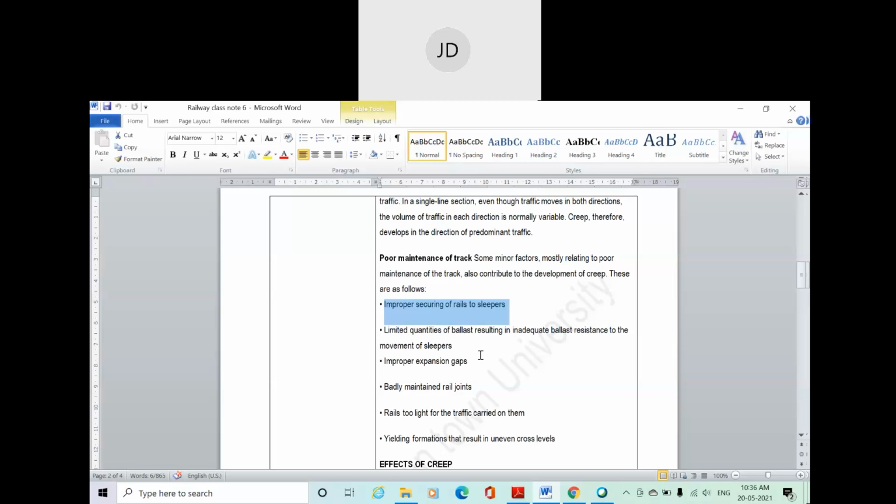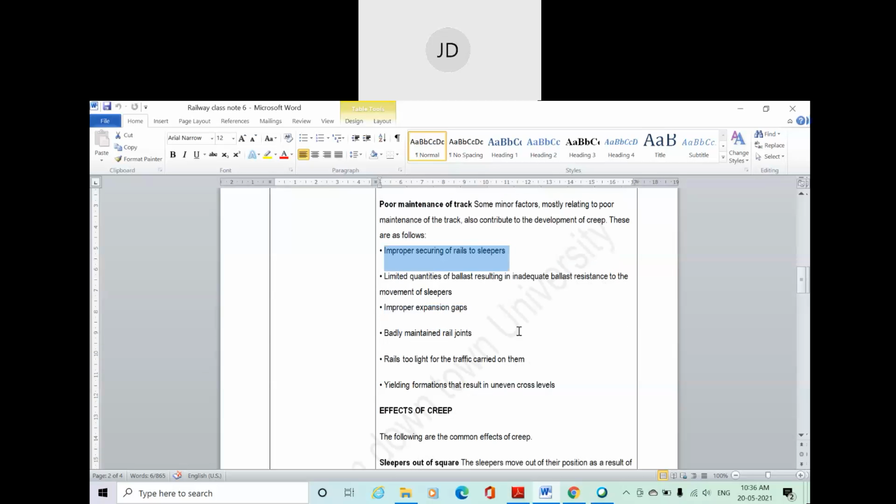We can also use an anti-creep fastener to fix the rail to the sleeper so tightly that creep will not occur. We are going to discuss the anti-creep system also, and we are going to show you one picture. Next, a limited quantity of ballast results in inadequate ballast resistance to the movement of the sleeper, of course. So the amount of ballast required is also very important.